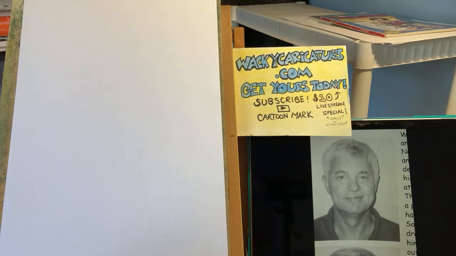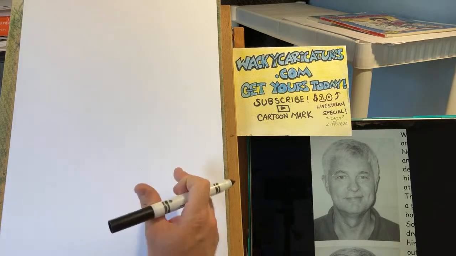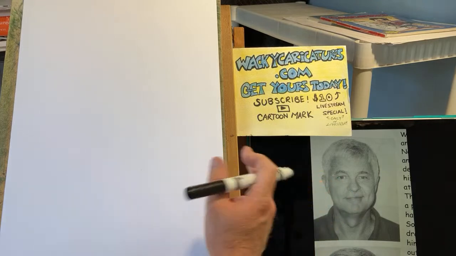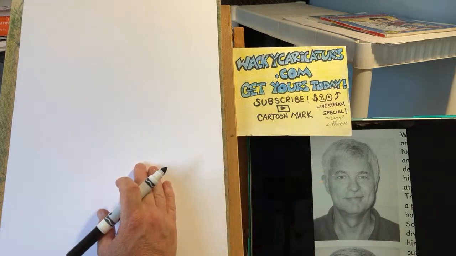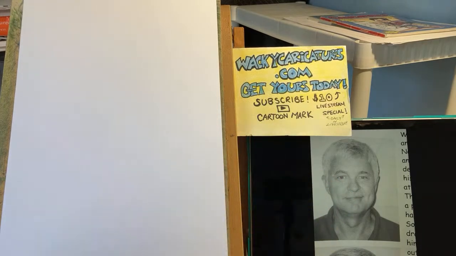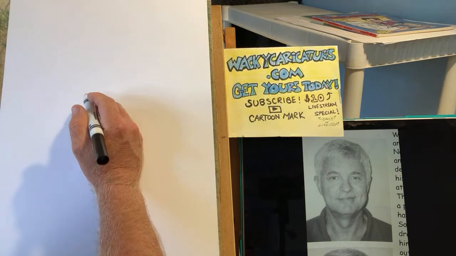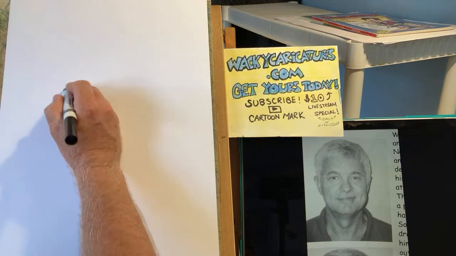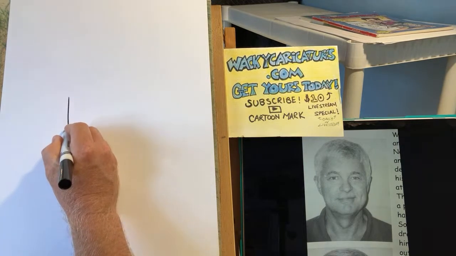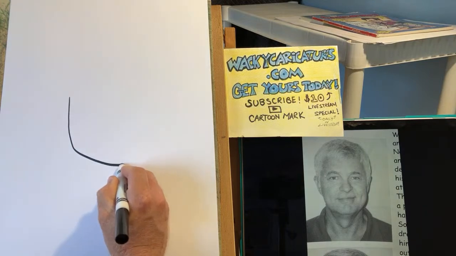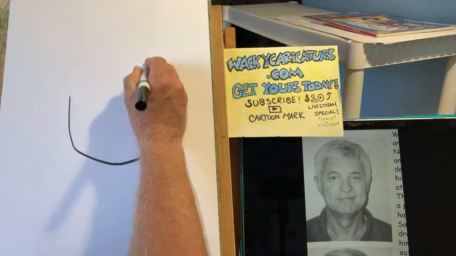So let's jump right into it. Features: the eyes, the nose, the mouth, and the ears are all features, right? So we're going to get into the examples in a second here. But in order to get a likeness, I want to illustrate a few things on what to look for.